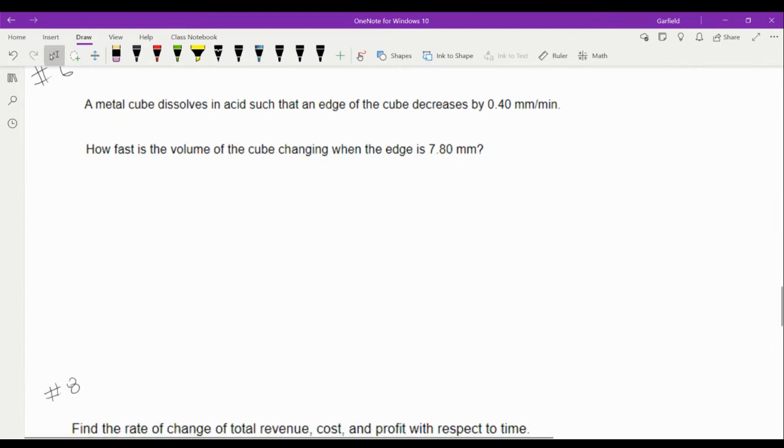The volume, something with volume. It's how fast the volume is changing. So what is that exactly? That is dV by dt. They're asking us to find the rate of change of volume with time. So that's what we're trying to find.